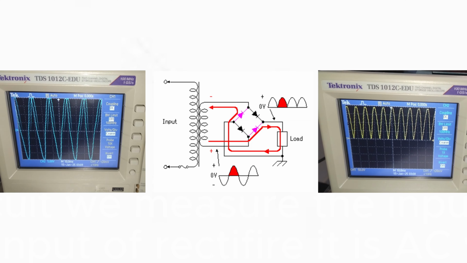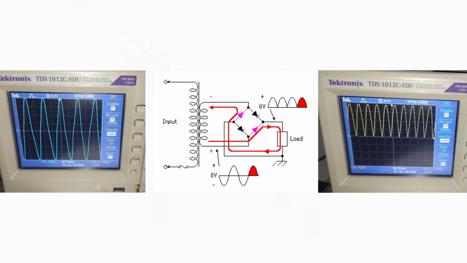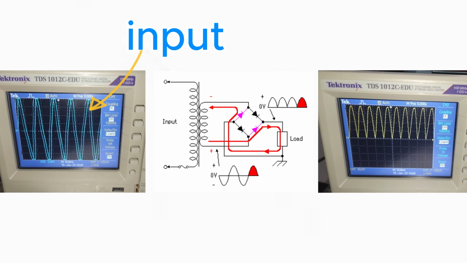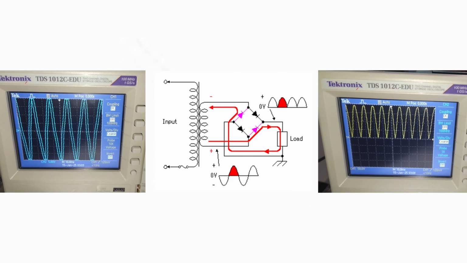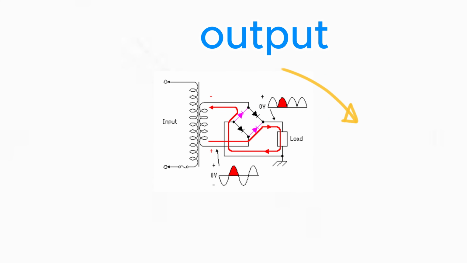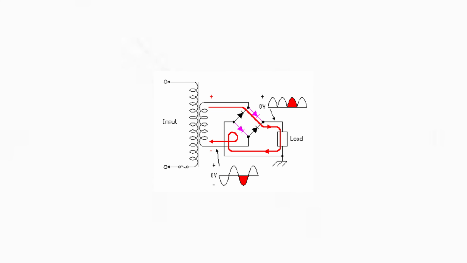After making our circuit, we measure the input and the output. Here we will find the input of the rectifier. It is AC voltage, sine waves. And we will find the output is a unidirection full wave. From this we find the rectifier's function is to make the sine wave a unidirection wave, as you see in the video.